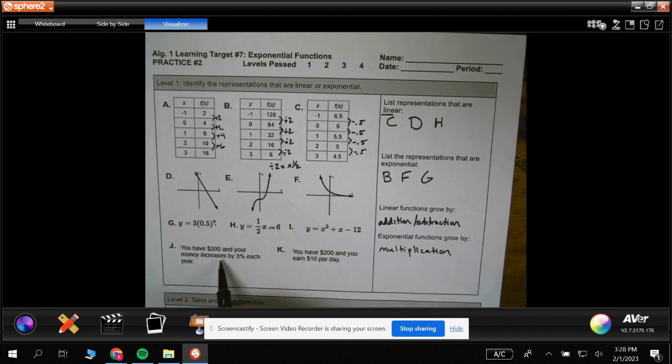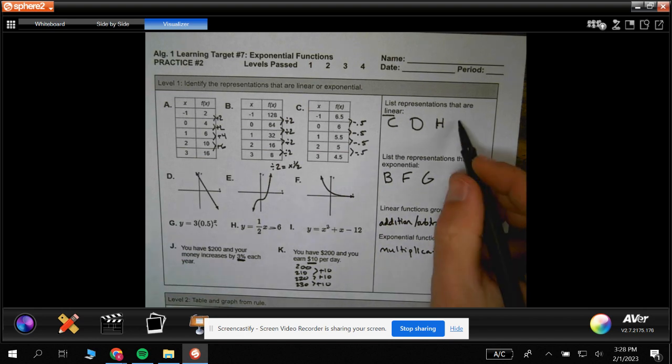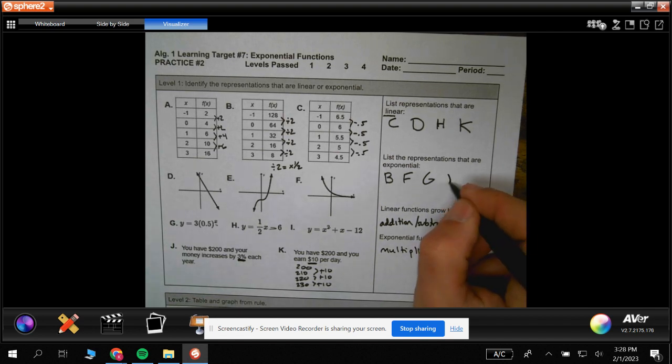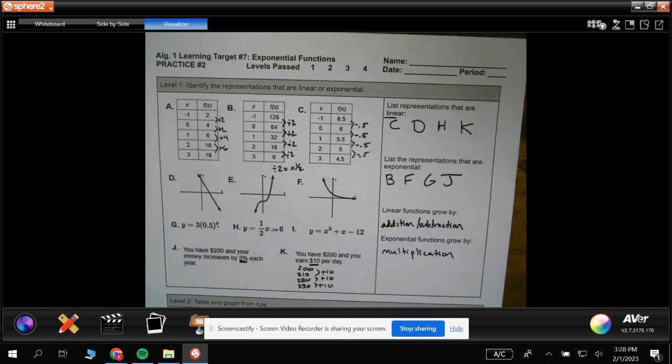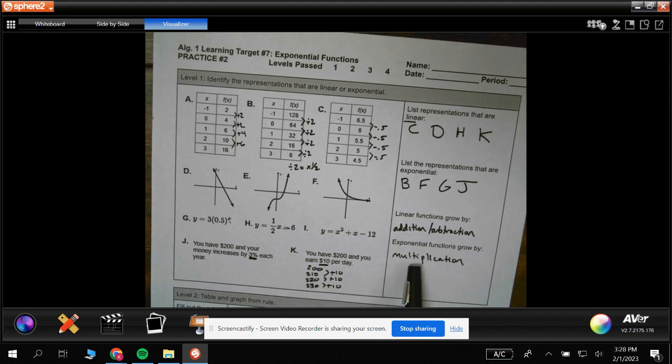Lastly, we've got our two contexts. You have $200 and your money increases by 3% each year, or you have $200 and you earn $10 per day. Well, in this one, if I earn $10 today, then I have 200, then I'm going to have 210, then 220, then 230. How are we changing here? We're adding 10 every time. If we're adding 10 every time, that must mean it's linear. If I increase by 3% every time, that means it is like compound interest. It is exponential, J. So make sure you write the letters clearly over here, and don't forget about these two. I might start here if I were you.